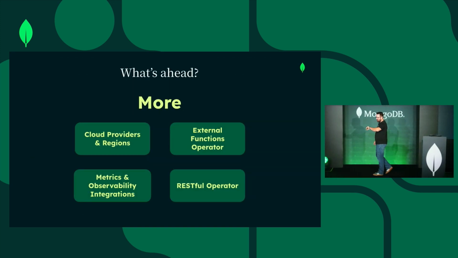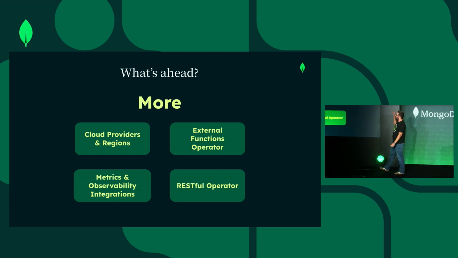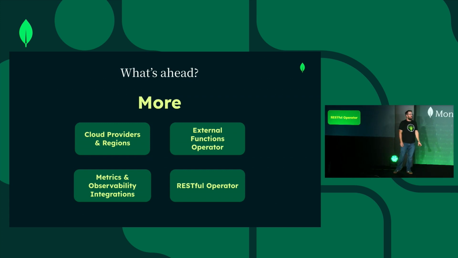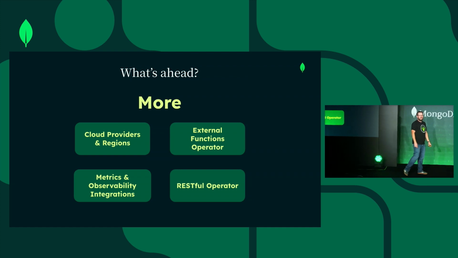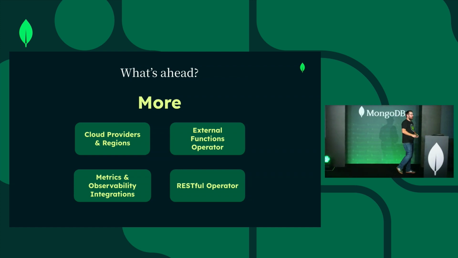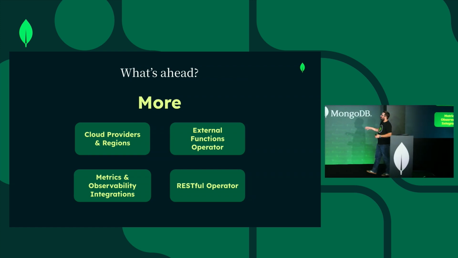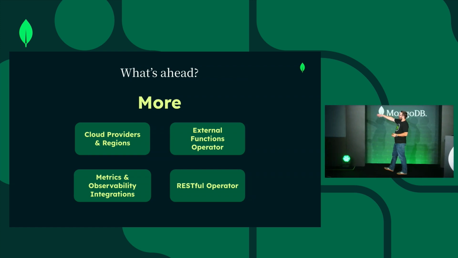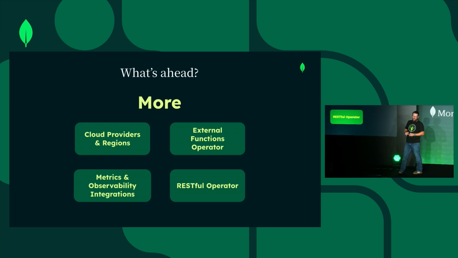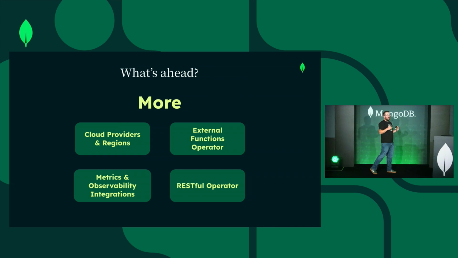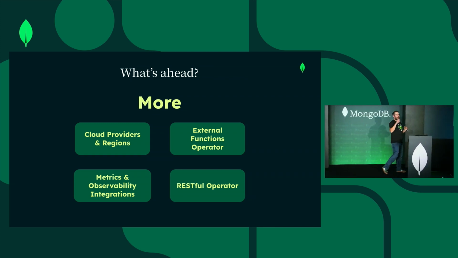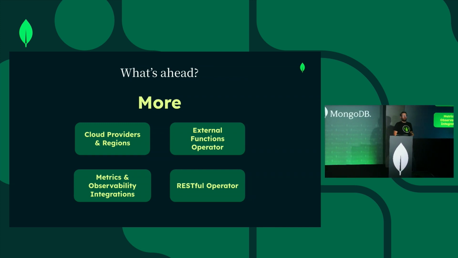Cool, what's coming up? We're adding more cloud providers and regions. Azure's on deck, and we're going to get Azure support out there very soon for everybody, along with more AWS regions. There is an external functions operator that we're working on. First, it will be for AWS, but basically, as part of your pipeline, it's another operator that lets you invoke a Lambda function. So you can write really complicated code if you want to.